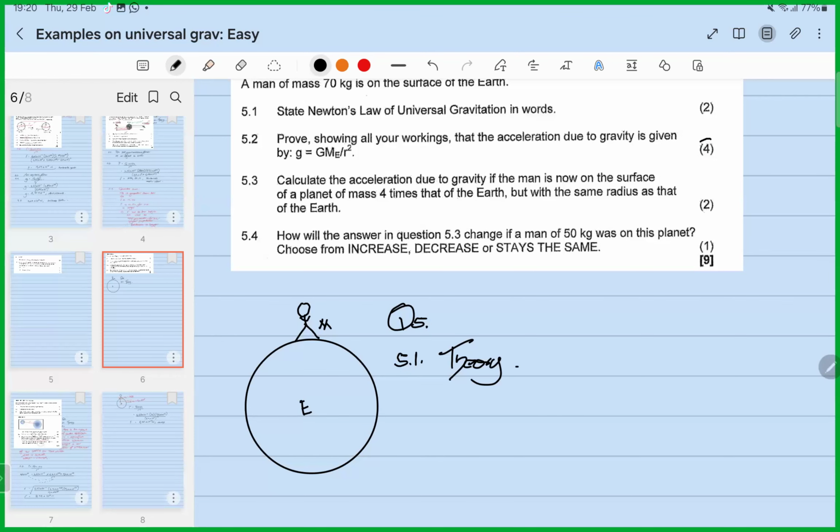This is quite unique because here they are asking you to prove the equation for the acceleration due to gravity. Well, in this case here, on our planet, which is Earth, because m subscript e is the mass of Earth there. So for those of you that have forgotten how to do this, here's a recap.